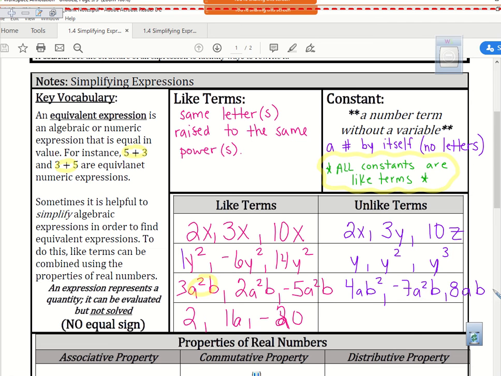Oh, whoops. Oh no, you guys, it's ab squared, a squared b. Last example, 3x squared, 4x. Okay, so just some non-examples here. All right, those things are not like terms.